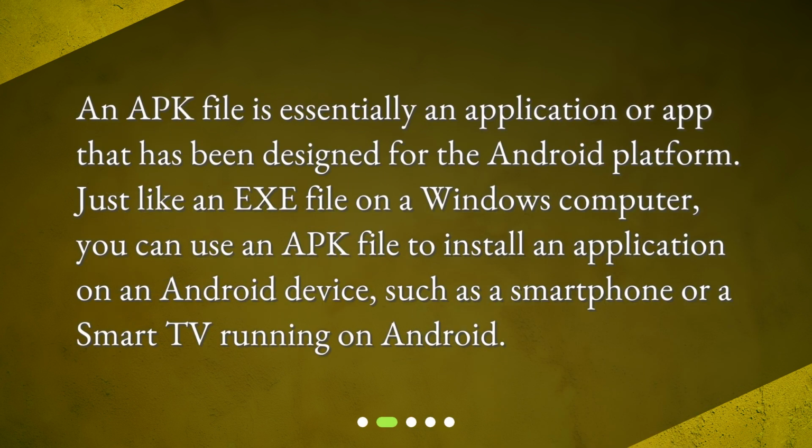What is an APK file? An APK file is essentially an application or app that has been designed for the Android platform. Just like an exe file on a Windows computer, you can use an APK file to install an application on an Android device, such as a smartphone or a smart TV running on Android.